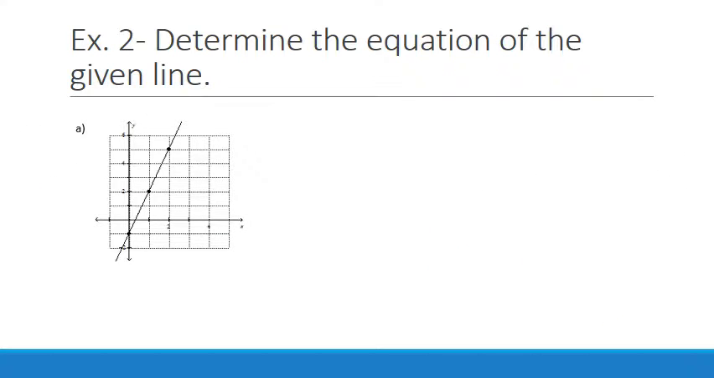Look at another example. Determine the equation of a given line. So in this one, I can see I have a line, and I want to express its equation. We're going to express it in slope-intercept form. So same idea. I know slope-intercept form is y = mx + b. I know that I need to replace the m and the b in order to complete the slope-intercept form.